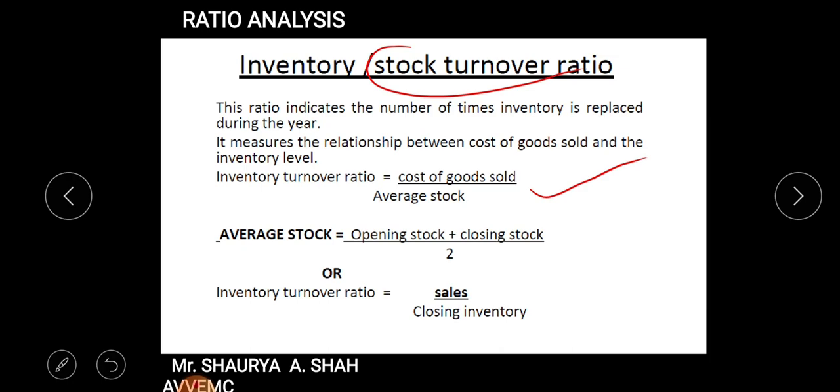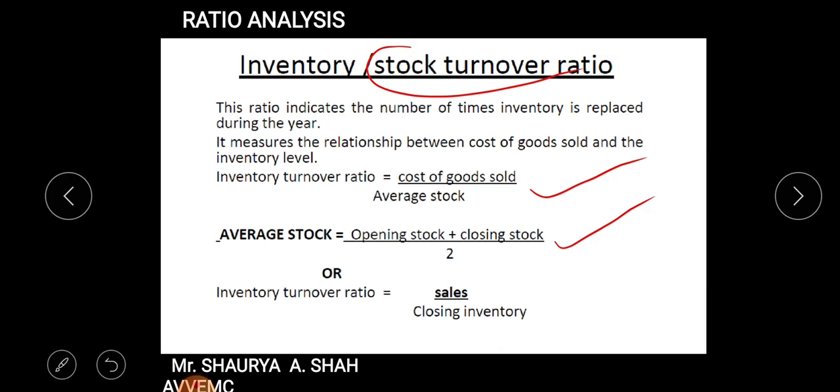What is stock turnover ratio? It is cost of goods sold divided by average stock. What is cost of goods sold? We had seen it is purchases plus purchase expenses less purchase returns plus opening stock minus closing stock. That is your cost of goods sold. Now cost of goods sold divided by average stock. What is average stock, students? Opening stock plus closing stock divided by 2. That is my average stock.